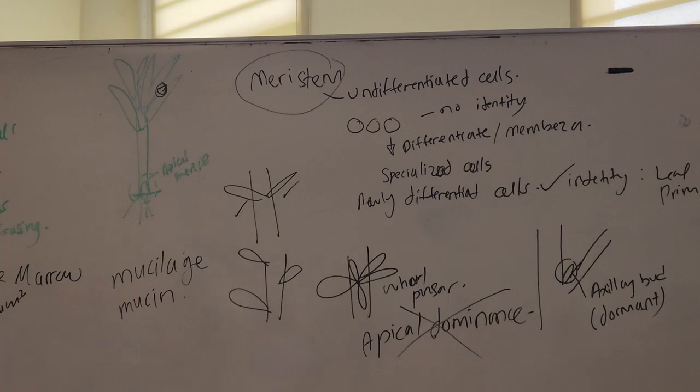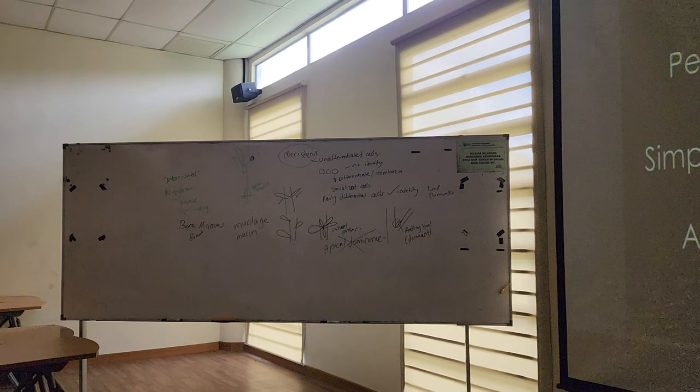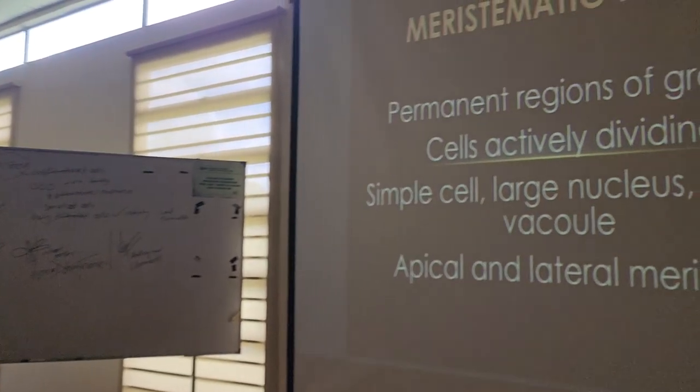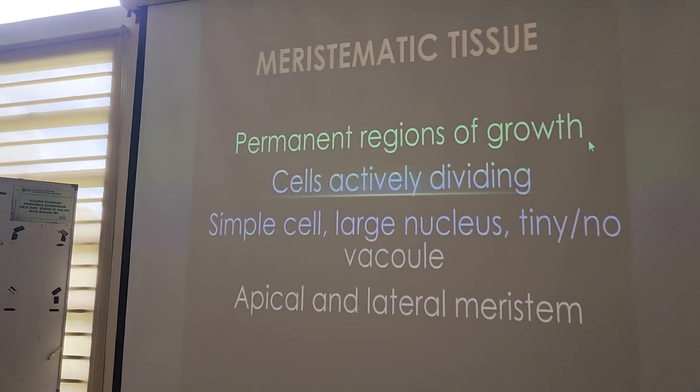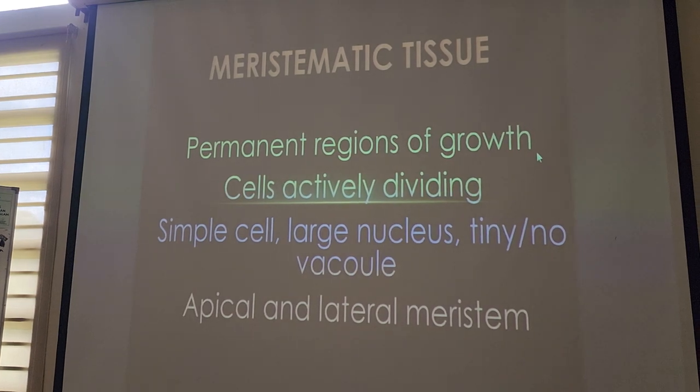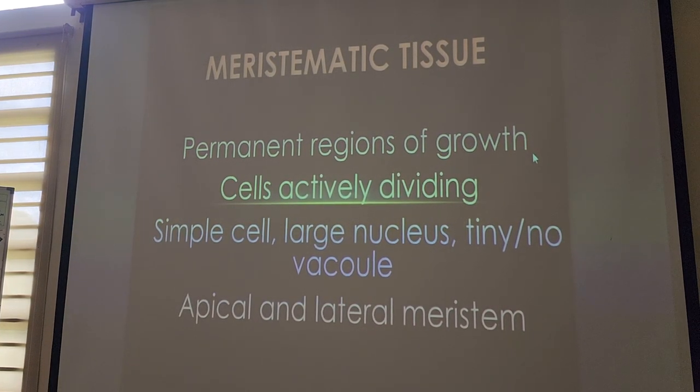So it's pretty much cells that are actively dividing, the meristem tissue. It can have the apical and also the lateral. Lateral meristem is pretty much the same like the axillary, but it's on the side. Lateral means side. Apical means at the apex, at the summit, the top.